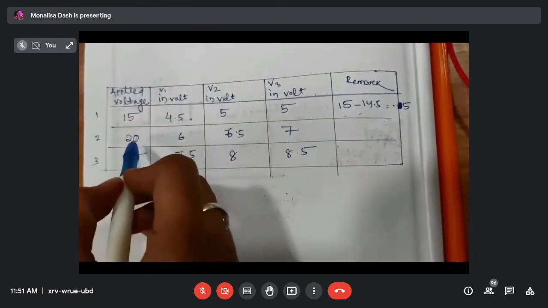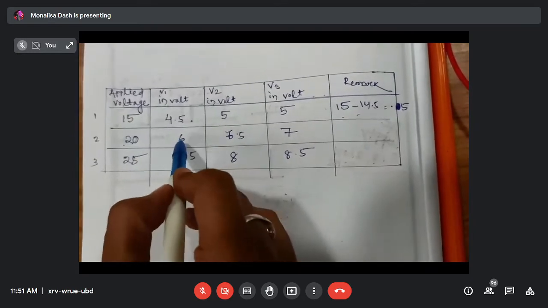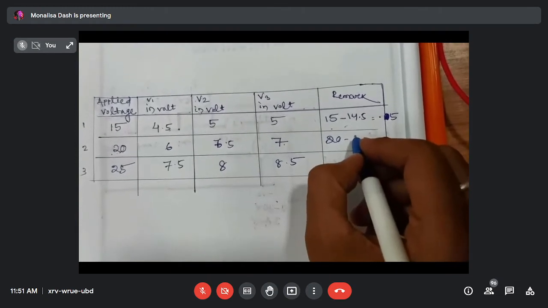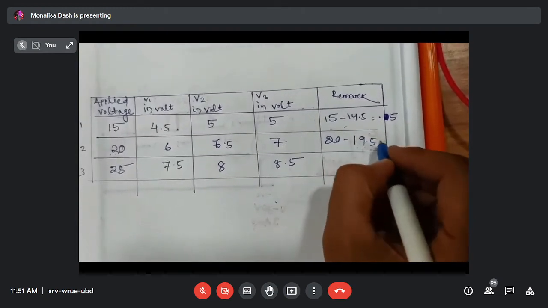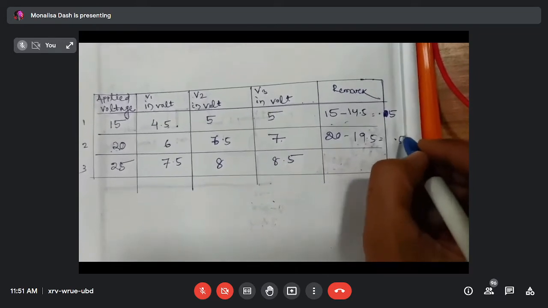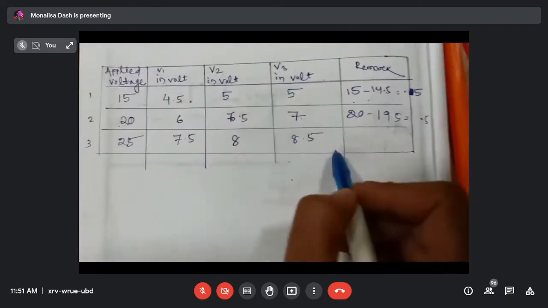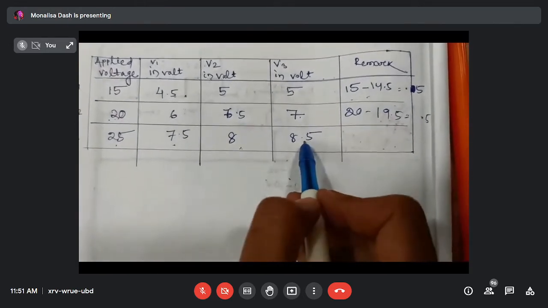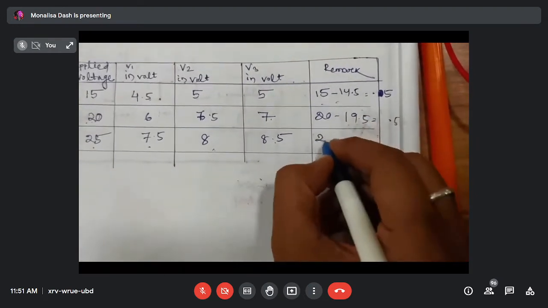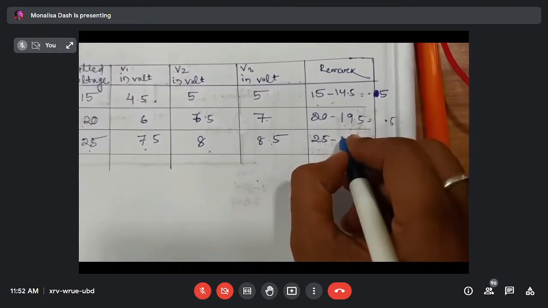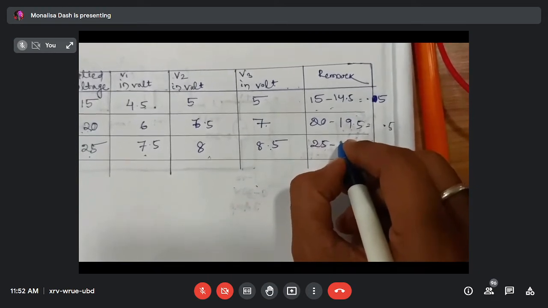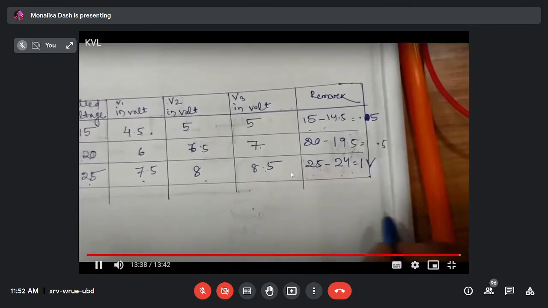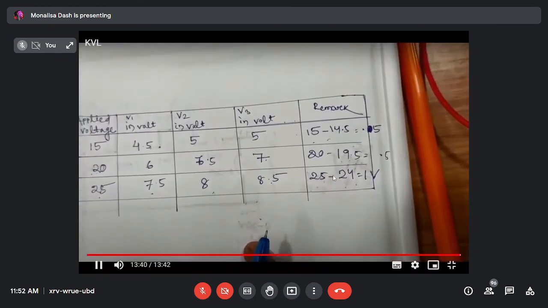According to the second observation, applied voltage is 20, and the summation of these 3 voltmeters is 19.5. The error is also 0.5. For the third calculation, applied voltage is 25, and the summation of 7.5, 8 and 8.5 is 24. The error is 1 volt. This means our KVL is verified. Thank you.